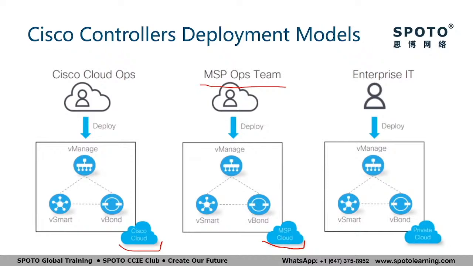The third option is for the customer to host the controllers themselves, on-premise or in a private cloud. These are three models you can think about, right? As long as they meet your business requirements, just pick one of them or two of them.